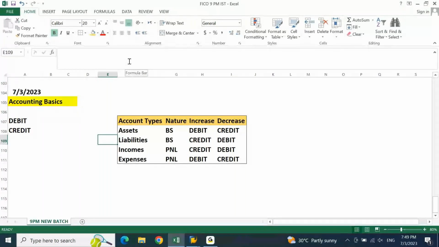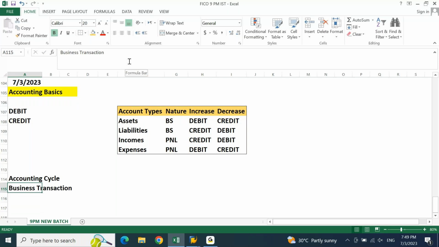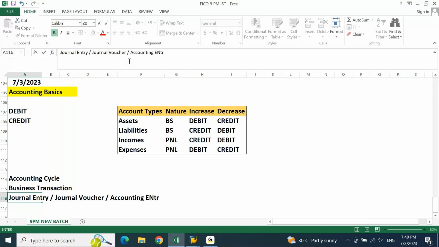Now, your accounting cycle begins from journal entries. If you write the accounting cycle, the first thing is always the business transaction, not requirement. Based on the business transaction, you are going to write a journal entry or accounting entry. This journal entry is also called a journal voucher, or an accounting entry. People call it with different terminologies. Majorly, people call this a JV. They will say, pass a JV, and they mean pass a journal voucher. Clear?